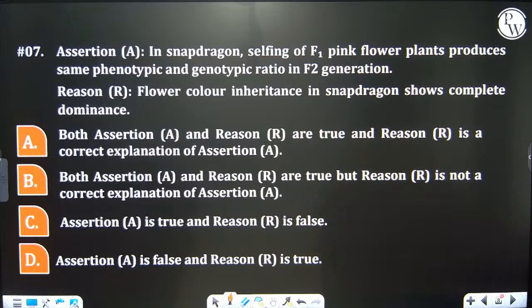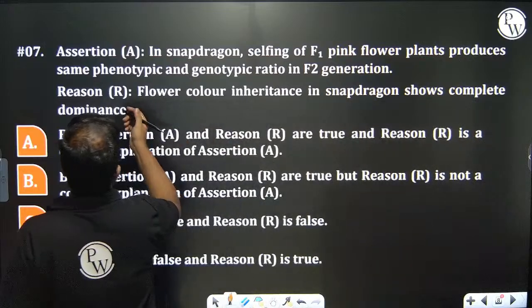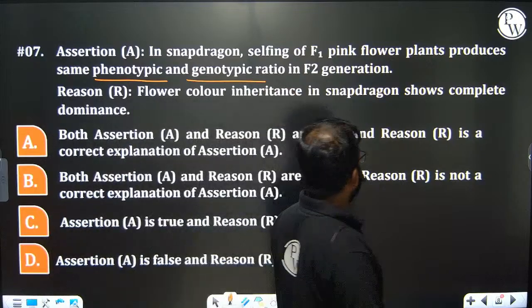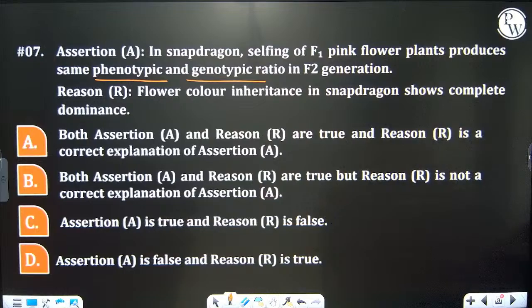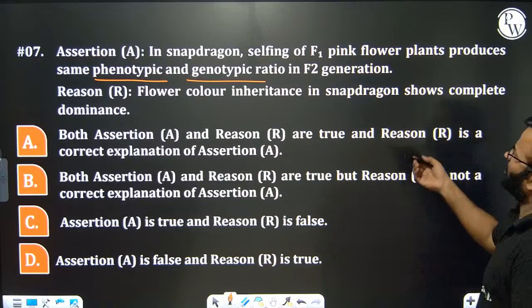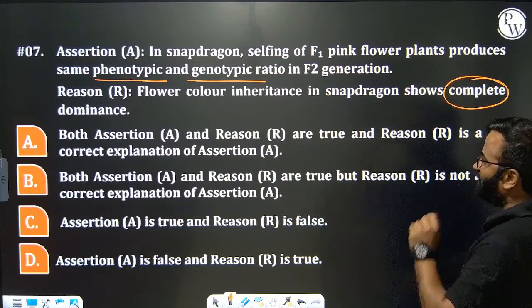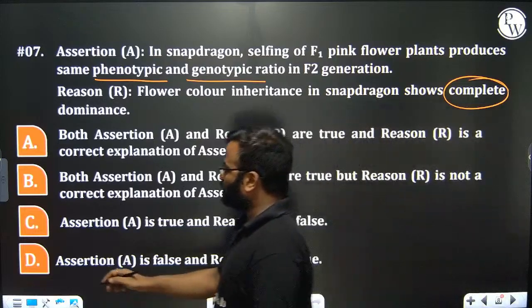Seventh, in Snapdragon, selfing of pink flower plant produces same phenotypic and genotypic ratio in F2 generation. So basically saying the phenotypic ratio and genotypic ratio will be same, which is true in both codominance and incomplete dominance. Flower color inheritance in Snapdragon shows complete dominance. No, that is contradicting. It doesn't show complete, rather it is incomplete dominance. So C would be our answer.